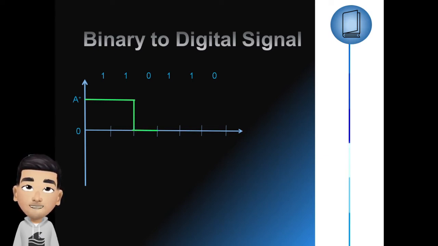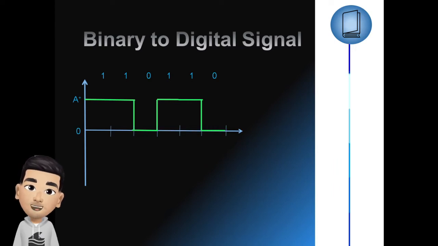Since our next bit is 1, the signal will rise again to A positive and complete its whole cycle. Another 1 will continue its signal at A positive. Then 0 will make the signal go down to 0 and complete its whole cycle.